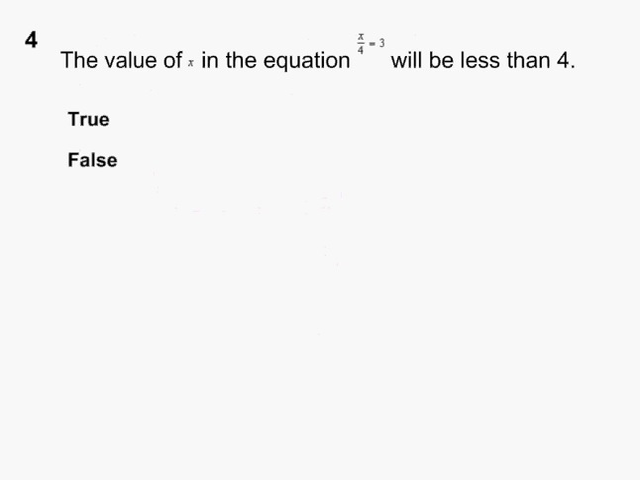In 4, it says the value of x in the equation a quarter of x equals 3 will be less than 4. Well, if it was 4, I know that 4 divided by 4 is 1. And if I make this value 8, 8 divided by 4 is 2. So right there, just by that pattern alone, I know my answer is going to be greater than 4, which makes this false. The actual answer for x by inspection will be 12. 12 divided by 4 is 3.